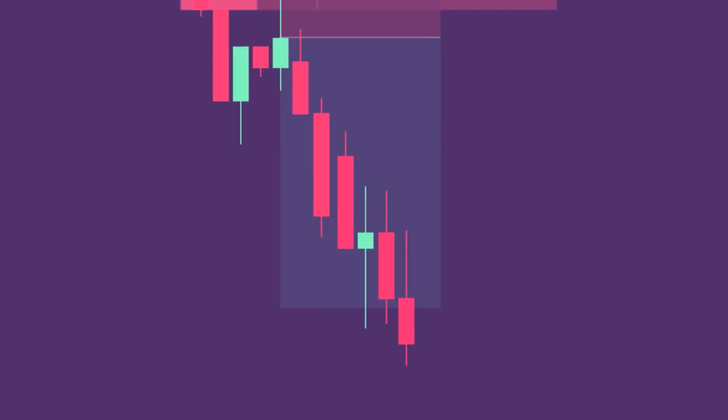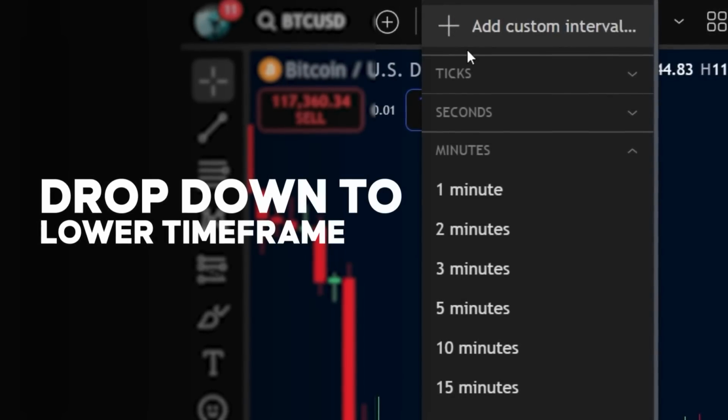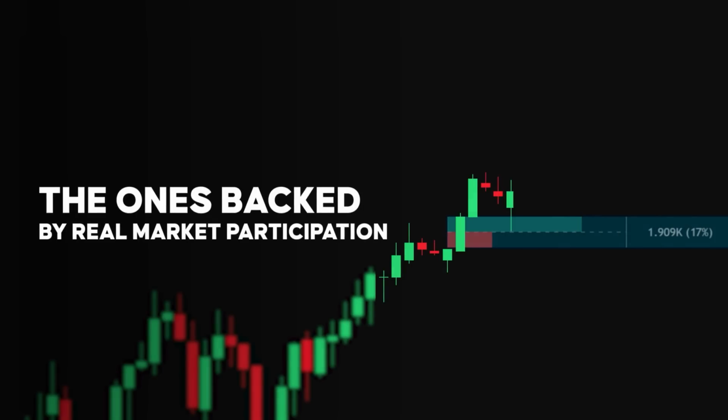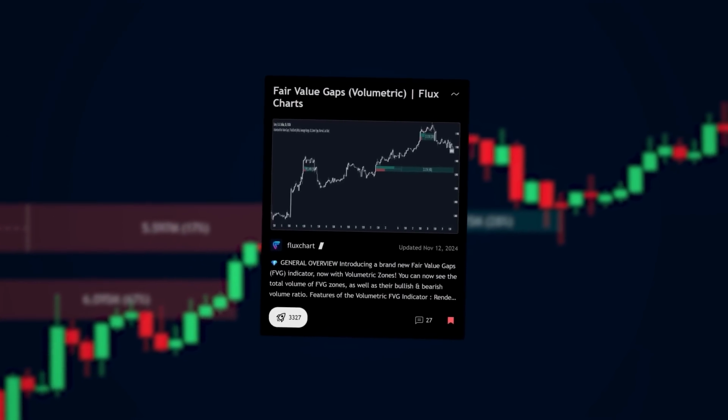So that's the process. Start with the higher time frame to confirm the trend, then drop down to a lower time frame to pinpoint the setup. Use the volumetric data to filter out the weak fair value gaps and focus only on the ones backed by real market participation. If you only had this indicator, you'd already be ahead of 90% of traders.